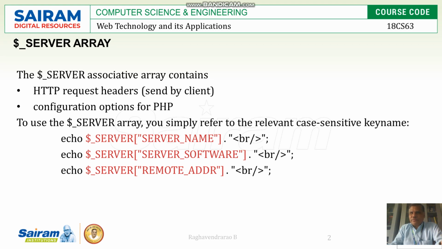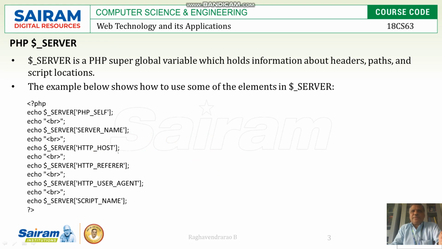Server name: what is the name of the server? Server software: which software is being used over there? Remote address: those things you can fetch. Here it is embedded with the HTML by using double quotes, and the dot is the notation used for concatenation. These are some examples.